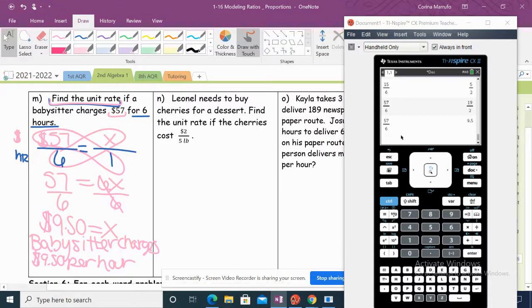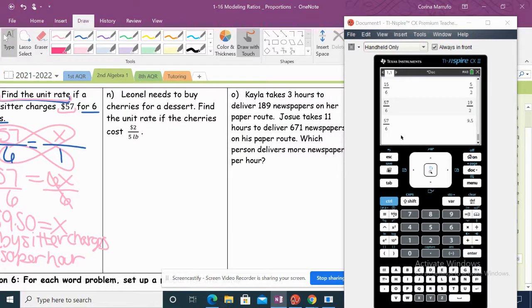Okay, the next one says Lionel needs to buy cherries for dessert. Find the unit rate if the cherries cost $2 for 5 pounds. So the unit rate we want to know just for 1 pound. Okay. So here, they already set it up for us. We have 2 over 5. Okay. So 2 is going to be the money, and the 5 is going to be the pound. So make sure you guys label it like this. That way you guys don't make the mistake of setting it up incorrectly.